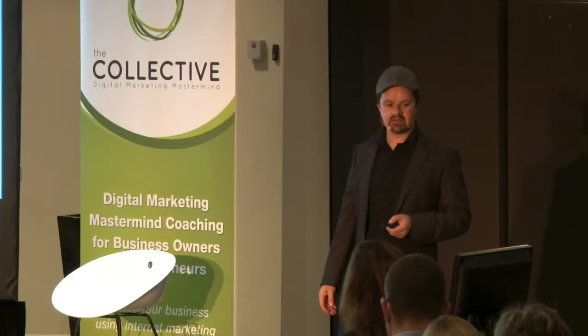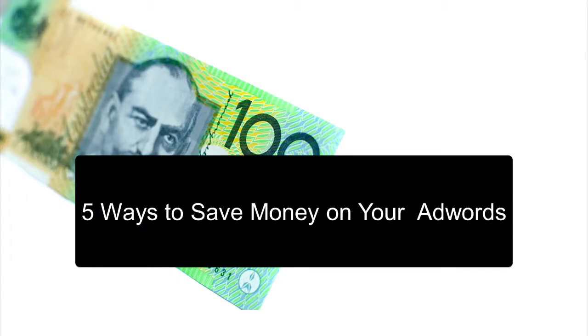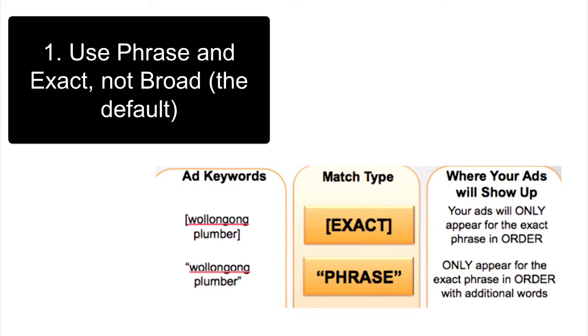Right, so five ways to save money on your AdWords. This is definitely a good thing to know. So use phrase and exact, not broad, by default. That was what that boring but important theory was about.